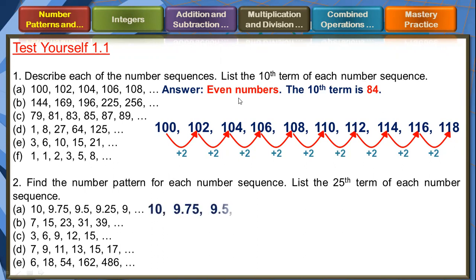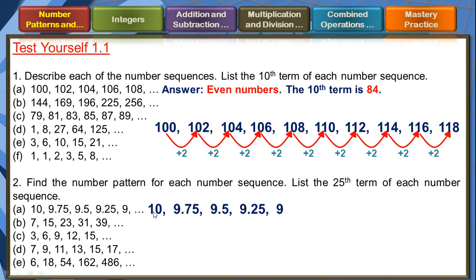So how do we find number 2? Find the number pattern for each number sequence, then find the 25th term of each number sequence. For A, we have 10, 9.75, 9.5, 9.25, 9. For B, we have 7, 15, 23, 31, 39. For C, we have 3, 6, 9, 12, 15. For D, we have 7, 9, 11, 13, 15, and 17. For E, we have 6, 18, 54, 162, and 486.